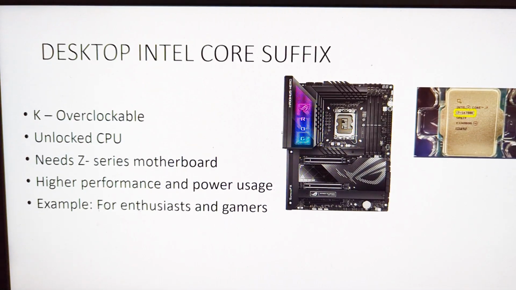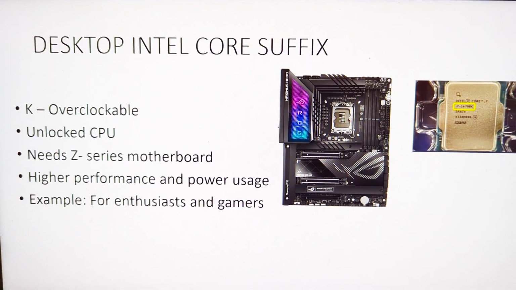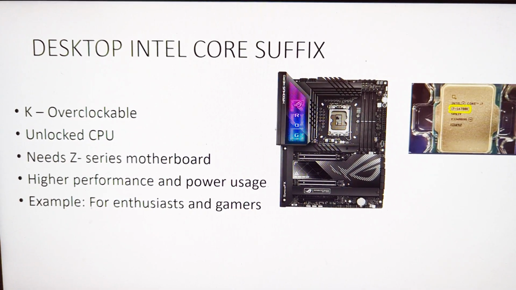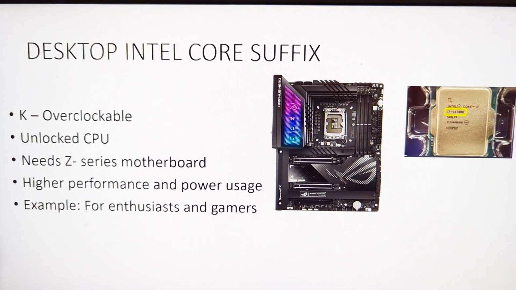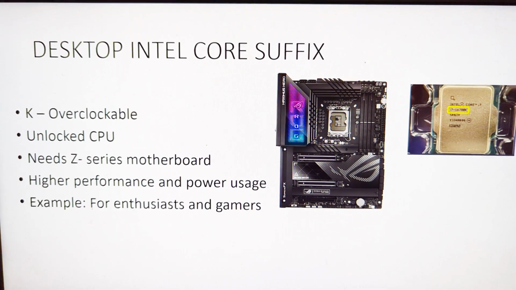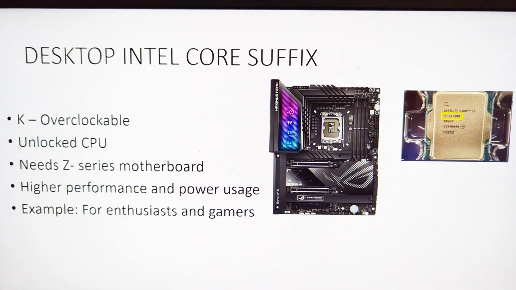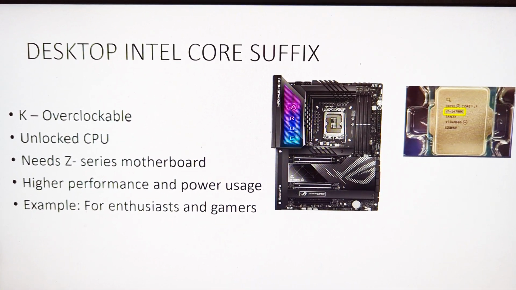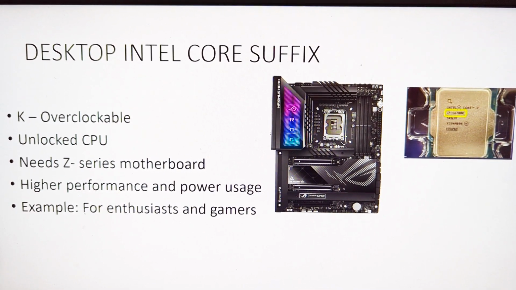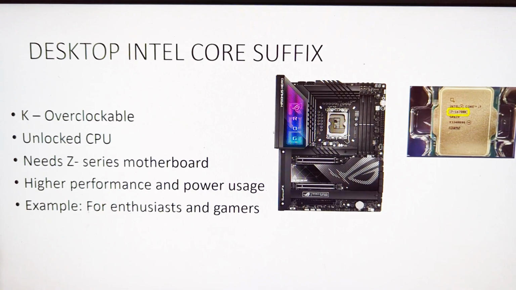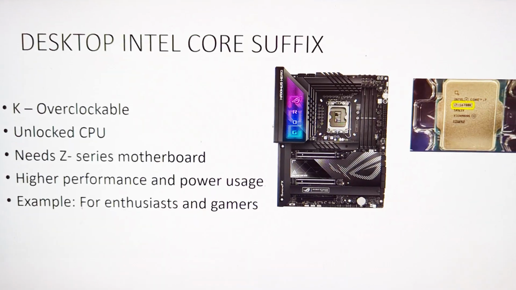So these are the desktop Intel Core suffixes. First of all, we have the K series, which is overclockable. You can overclock your CPU according to your needs, but it can cause random crashes on your desktop. It is an unlocked CPU and it needs a Z series motherboard, which is this, as you can see. It is very high in performance and very powerful, but it can be very power hungry, so its power usage can increase. It is for enthusiasts, productivity, video editing, and for gamers also.